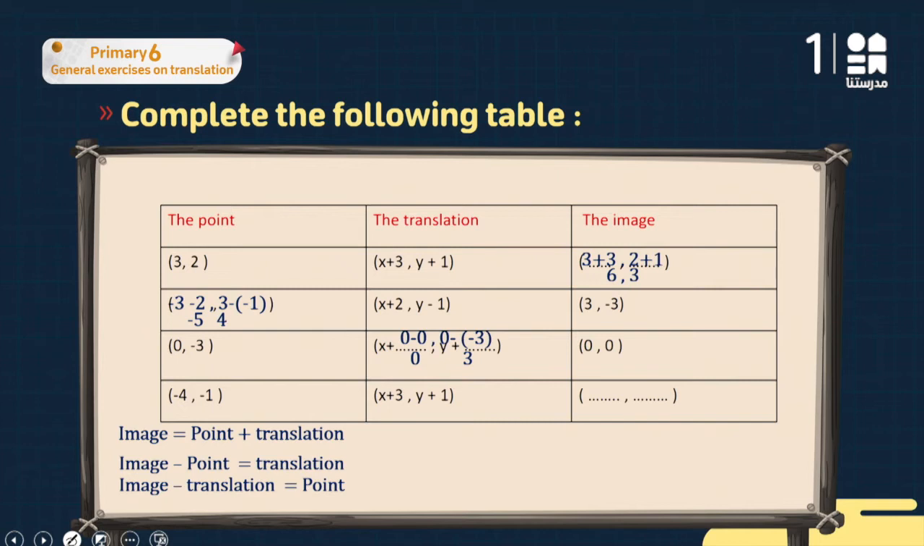0 minus 0 gives me 0. 0 minus minus 3 will be like a plus. 0 plus 3 equals 3. Okay? Now why do we do minus? Because to find the translation, I am supposed to make the image minus the original: X minus X, Y minus Y.